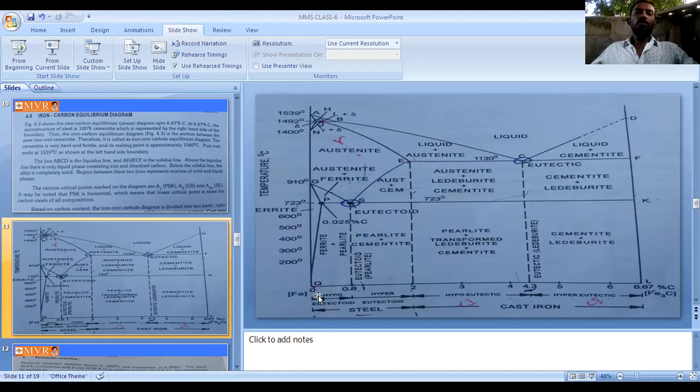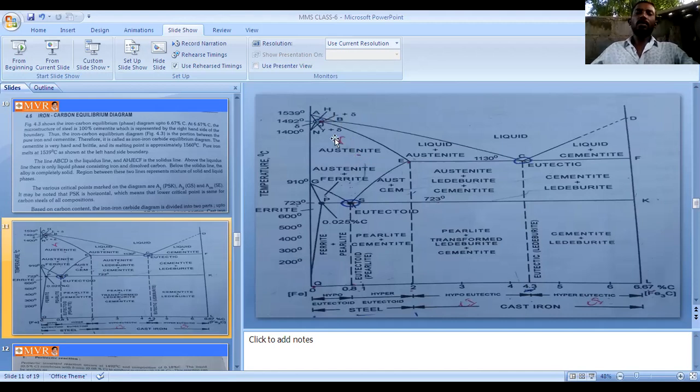So coming to this diagram, from 0.1, 0.2 onwards we can observe another reaction, the peritectic reaction. In this peritectic reaction we can observe liquid plus delta iron changes to gamma. Gamma is nothing but austenite. So here in this one, gamma, which is nothing but austenite, forms.